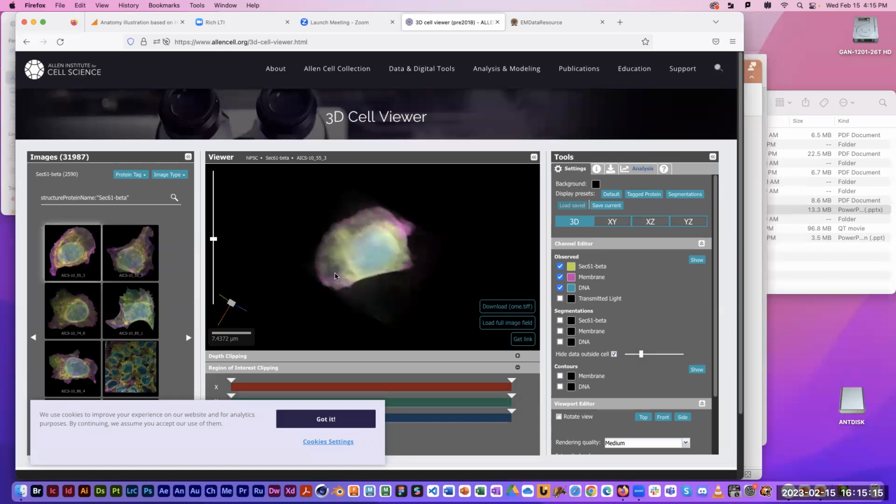You can see something is fluorescently labeled green. And if you look over on the right-hand side, you can see what these things are. So this is called Sec61 beta. The pink is the cell membrane. The blue is the DNA. You can hide the different fluorescent images and only look at one thing at a time if you want, or you can just look at the membrane.